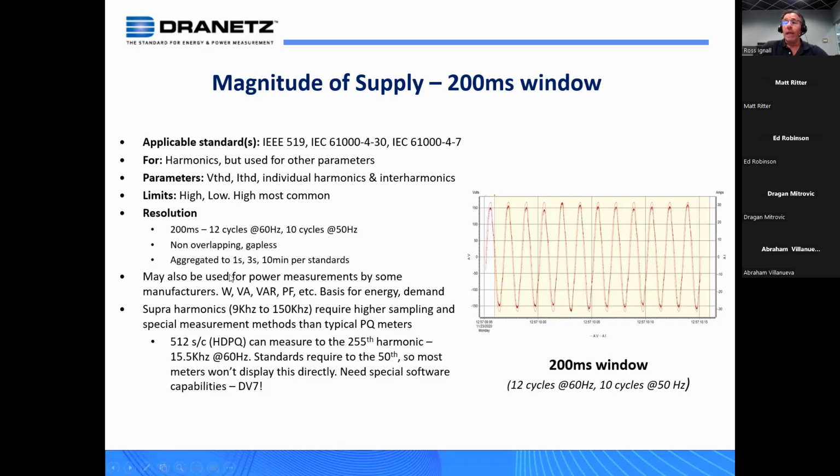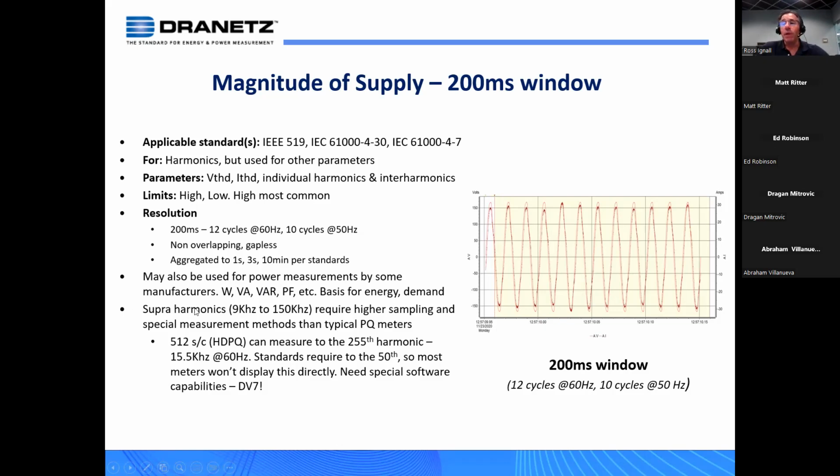So just as a note, again, as we do here at Dranetz, this 200 millisecond window, or these windows, may also be used for watts, VA, VARs, power factor, things like that, and the basis for energy and demand. All right, so you can use this for other tasks as well.